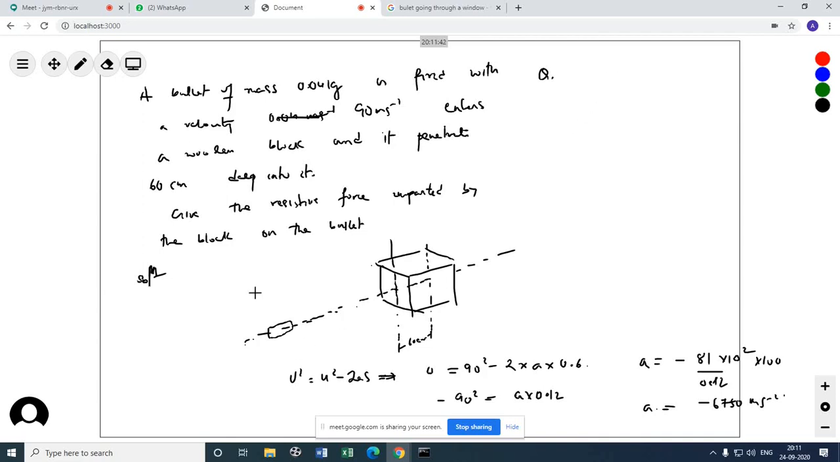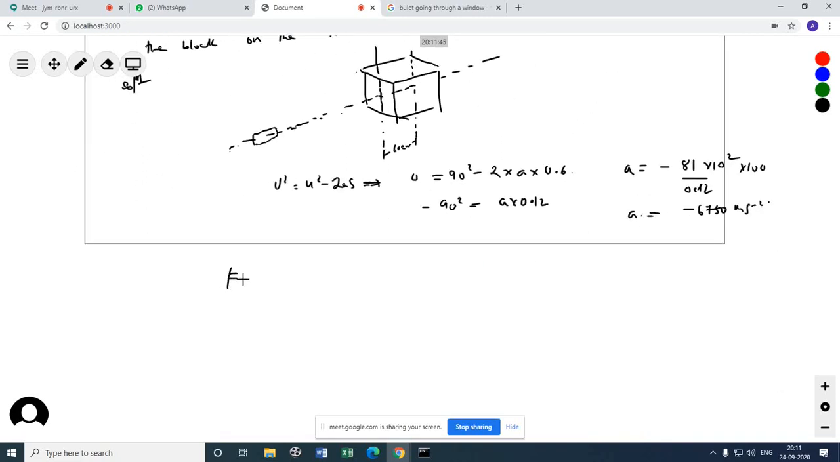This is it. So that means force will be mass into acceleration. Mass is how much? 0.04 into 6750. So 100 cancels. So 4 times 600 is 2400, and 4 times 70 is 280. So 2400 and 280 gives me 2680, so about 270 Newton, minus. Okay.